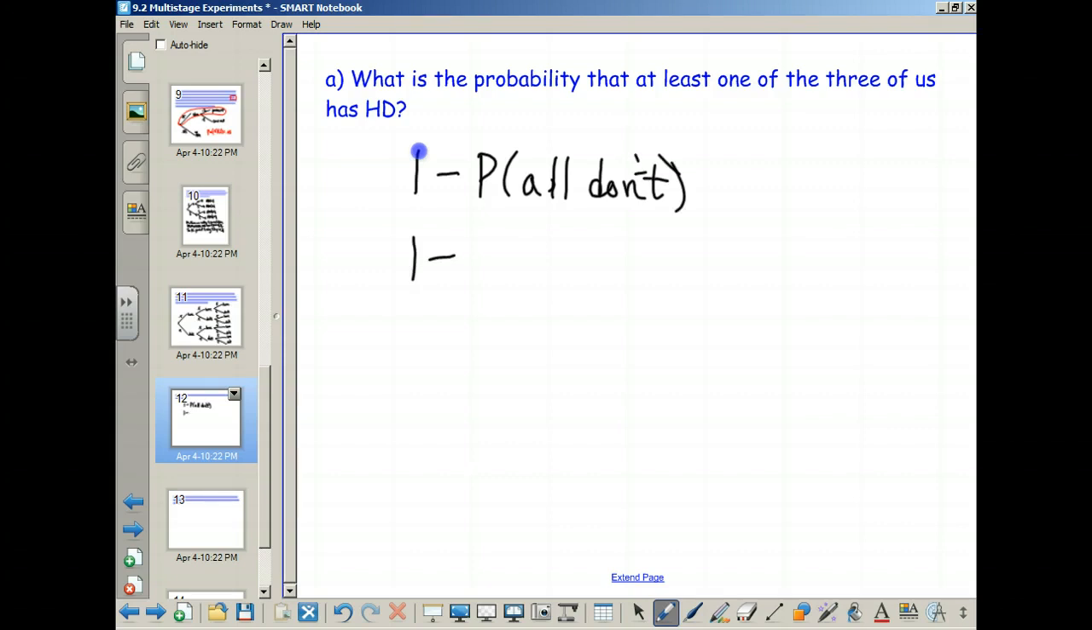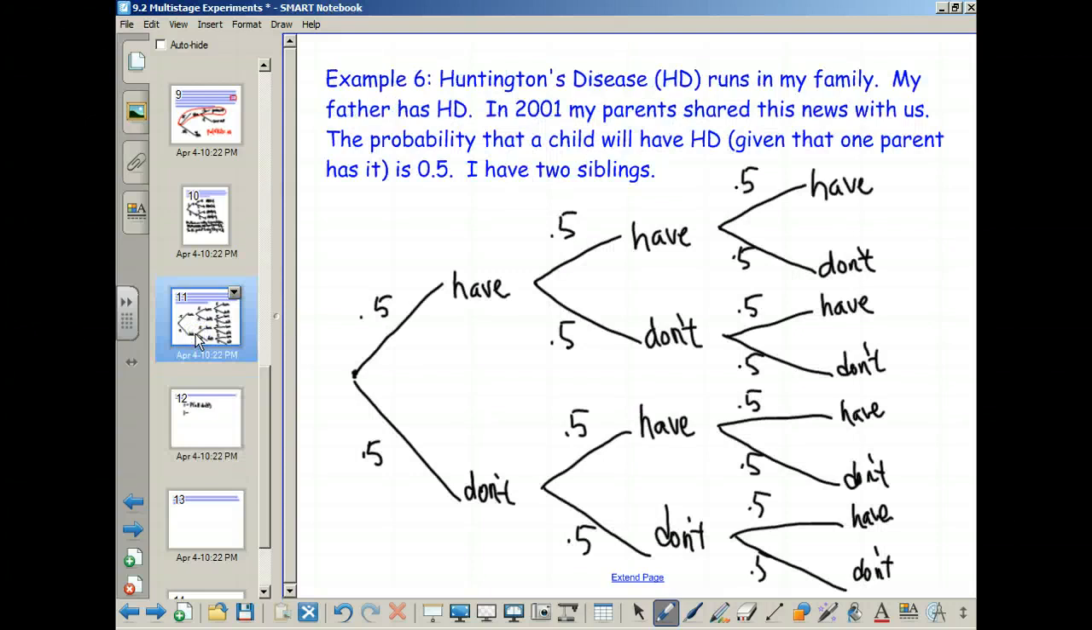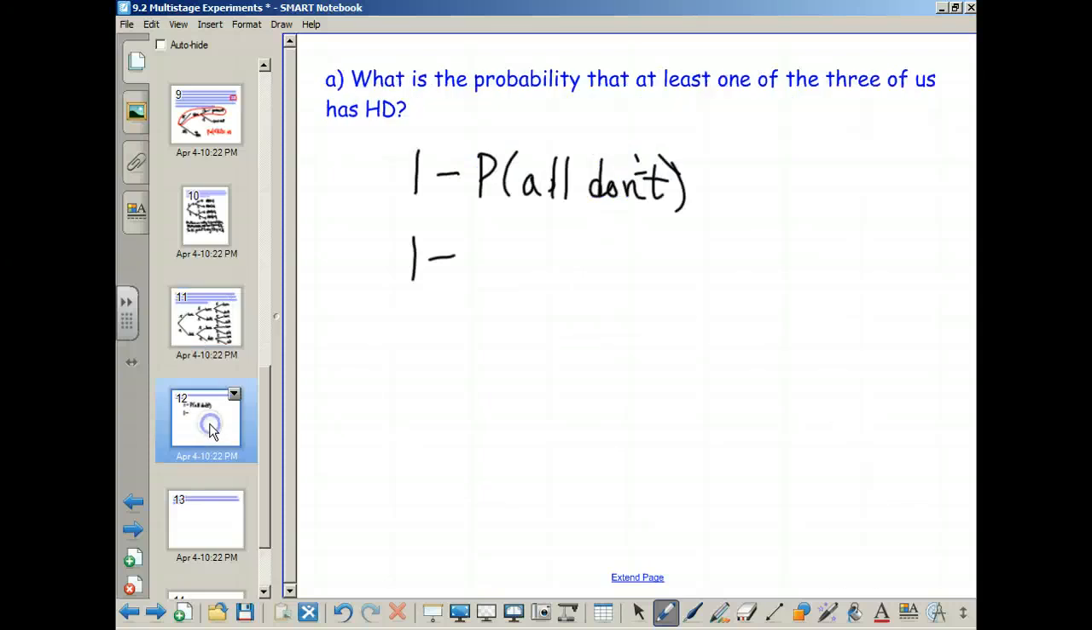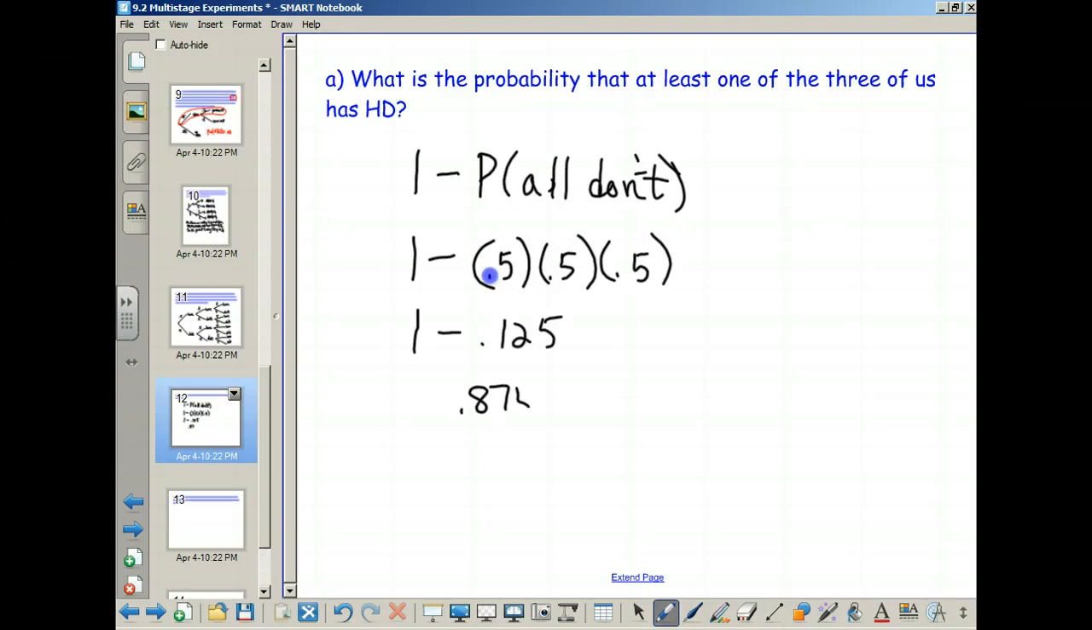Well, there's only one branch along which we all don't have it. And it's this bottom branch down here. I'm not trying to mark it up because I want to keep this diagram for a minute. If I take that branch down there, they all have what on them? 0.5s, right? So this is 0.5 times 0.5 times 0.5. If you multiply that, that's 0.125. That's 1 minus 0.125. It's 0.875.